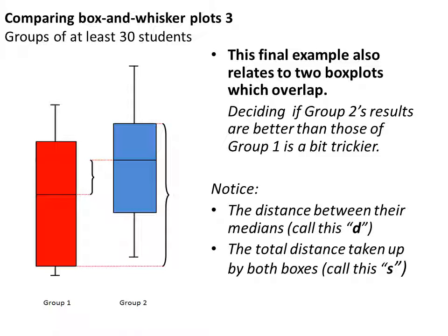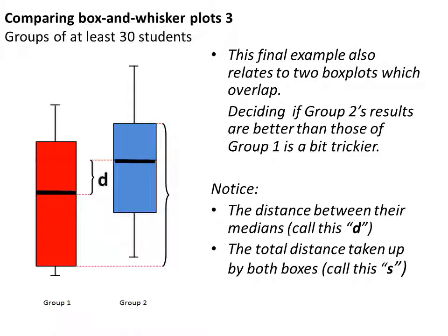This final example also relates to two box plots which overlap. Here, deciding if Group 2's results are better than those of Group 1 is a bit trickier. Note the distance between their medians. We've labeled this D. Also, note the total distance taken up by both boxes. We have called this S.